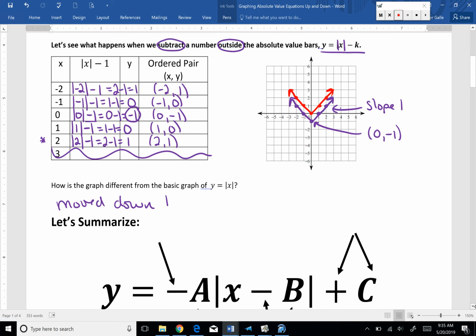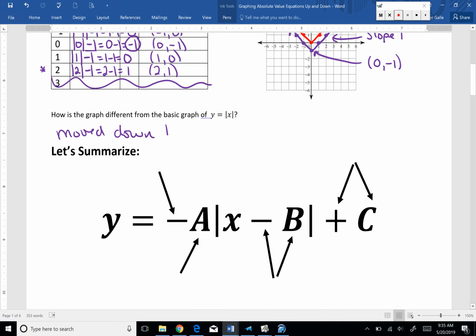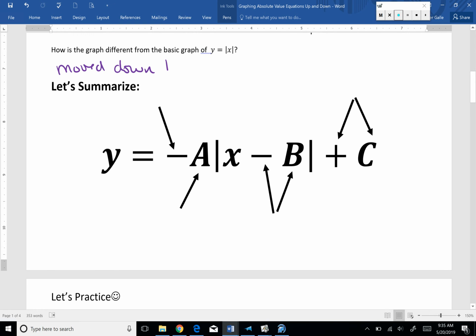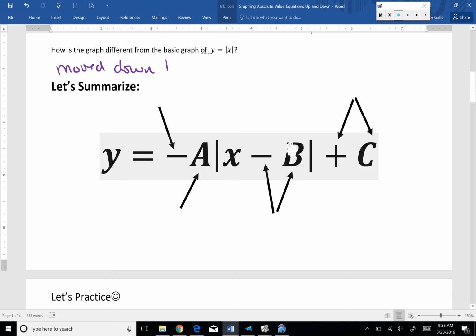Now I do want to take some time to go ahead and summarize everything that we've done down at the bottom of our sheet. And the first thing I want to do, and I apologize for this, but I copied and pasted this from another place. So what I want you to do is cross out the B. I'm going to cross out the B and cross out the C.